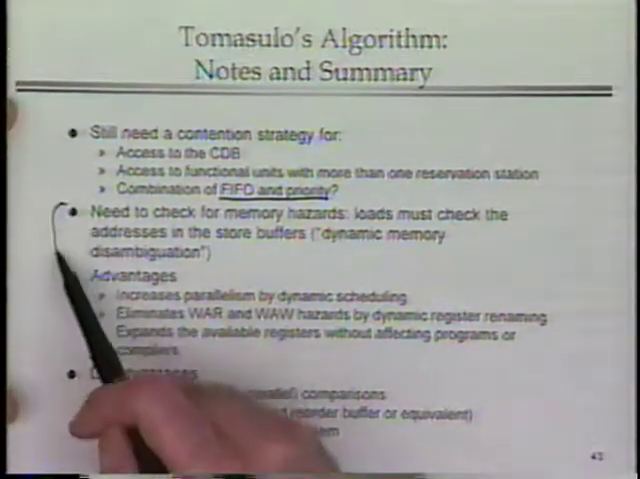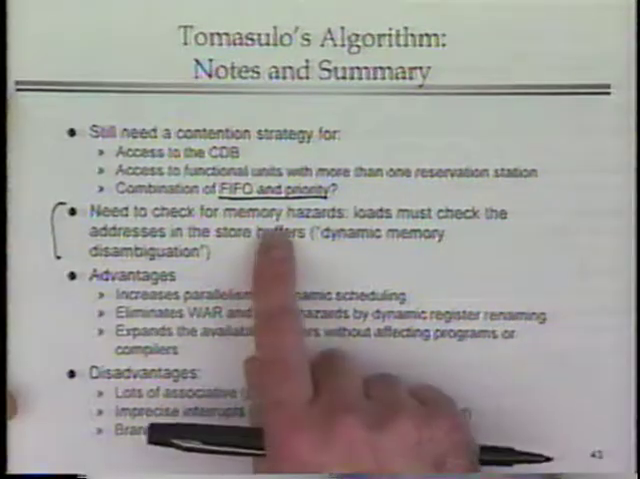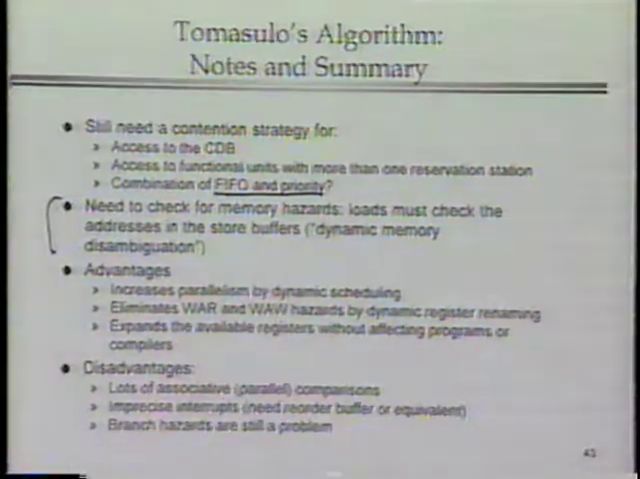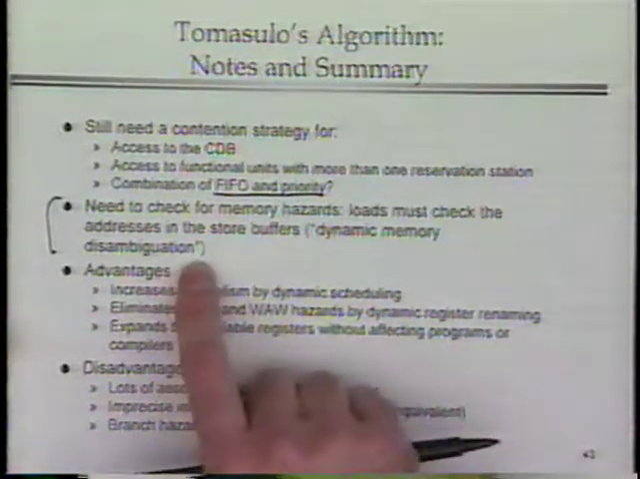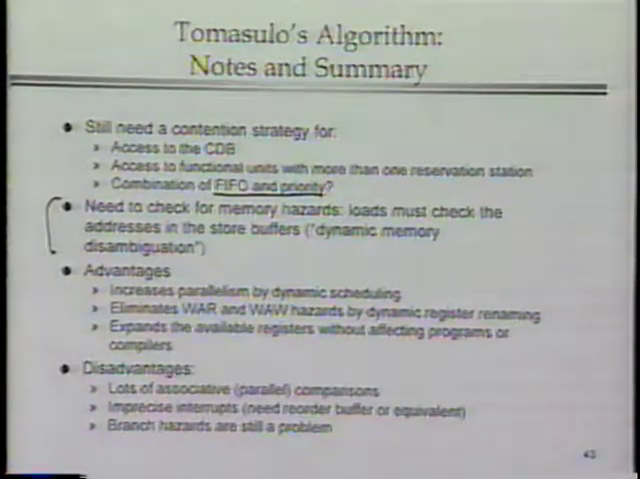As I pointed out, one of the hazards that we've introduced is a memory hazard. We now must check in the store buffer for loads that are loading results that are in the store buffer but haven't yet been stored. The book and other people call this dynamic memory disambiguation. I don't like that name because there's nothing ambiguous about it, but it's a classic kind of hazard that we have to watch out for.